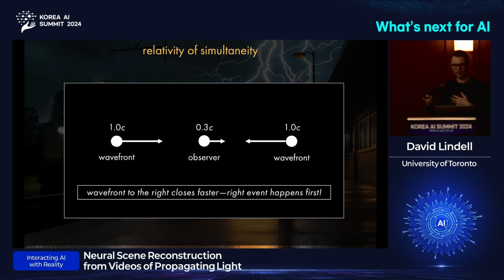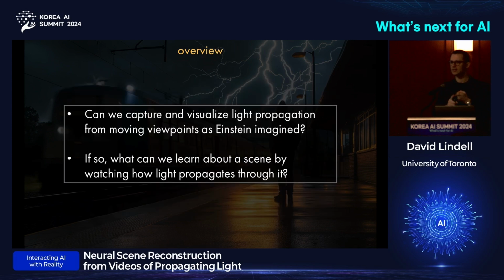And so in this talk, I want to build on this and ask two questions. The first is, can we capture and visualize light propagation from moving viewpoints as Einstein imagined? And second, if so, what can we learn about a scene by watching how light propagates through it? So let's take this first question.